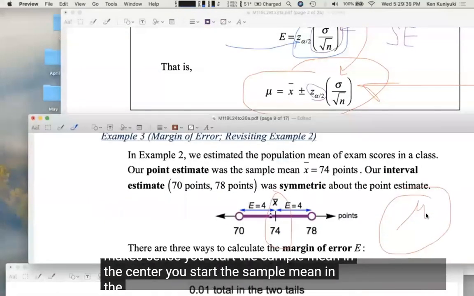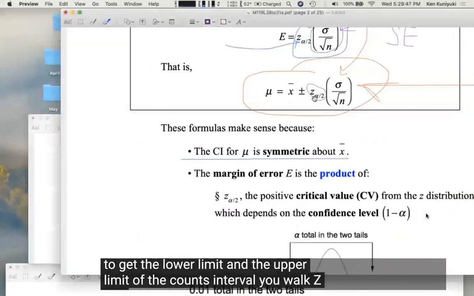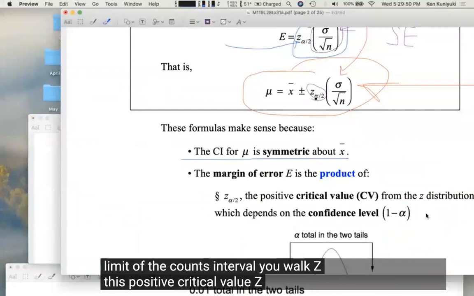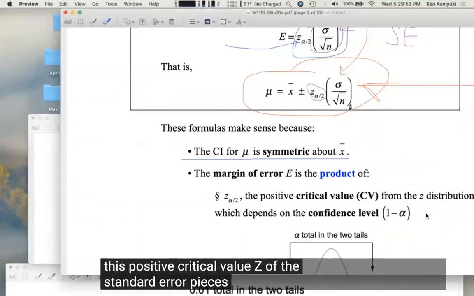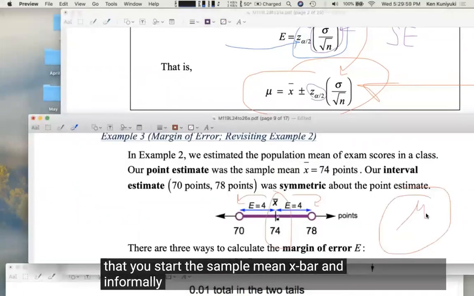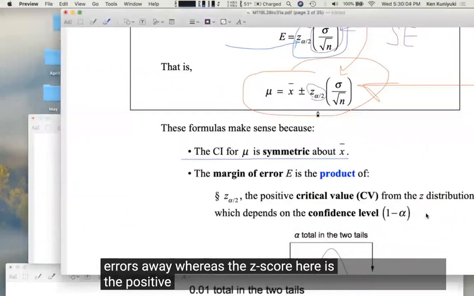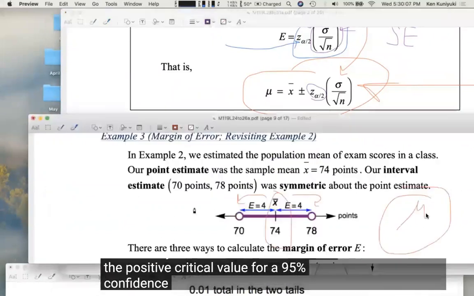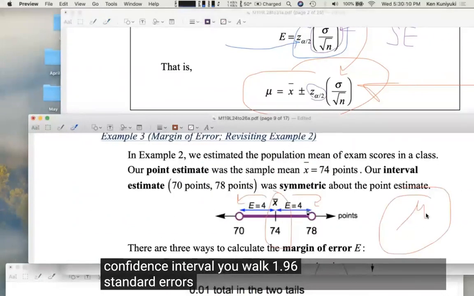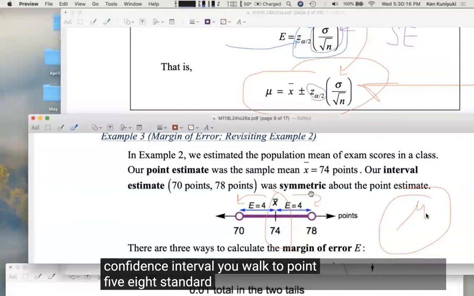You start the sample mean in the center, and then how far do you walk to get the lower limit and the upper limit of the confidence interval? You walk z, this positive critical value, z of these standard error pieces away. So you start at the sample mean, X bar, and informally, you're walking z standard errors away, where the z-score here is the positive critical value. For a 95% confidence interval, you walk 1.96 standard errors away. For a 99% confidence interval, you walk 2.58 standard errors away to get the limits.